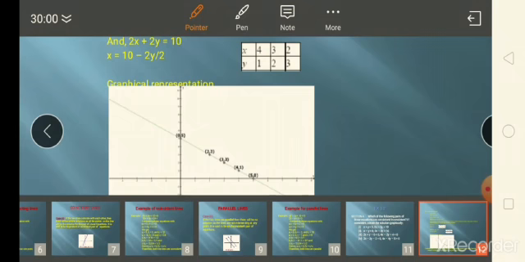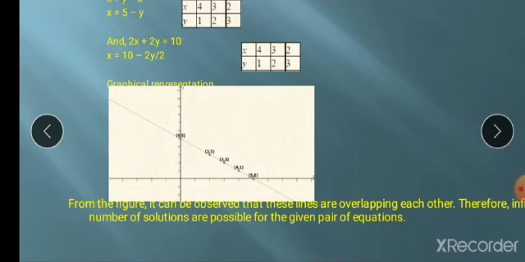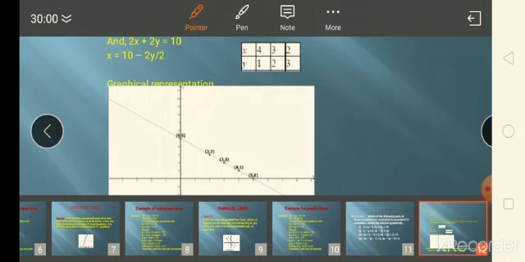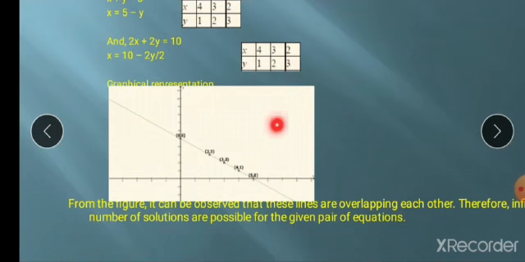Then it will have on the graph sheet like this. The same equation, you take 2x plus 2y equal to 10. Then x equal to (10 minus 2y) by 2. Substitute that value. You will get points also lying on the same line: (4, 1), (3, 2), (2, 3). So both the lines L1 and L2 will coincide with each other. So it is a coincident line.